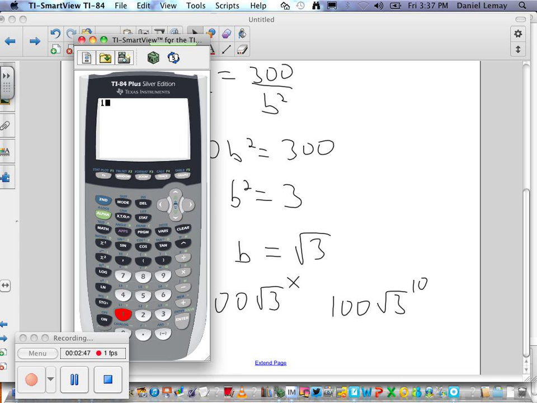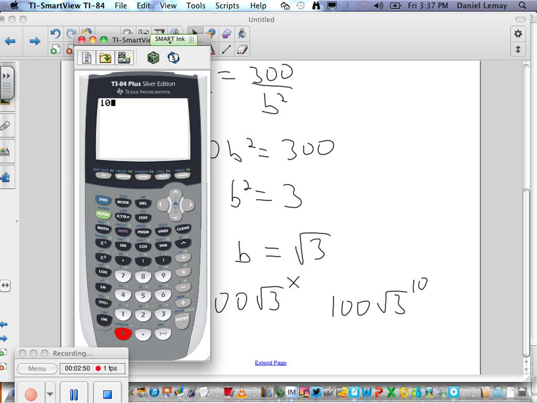So 100 times the square root of 3 raised to the 10th power, that's 24,300.